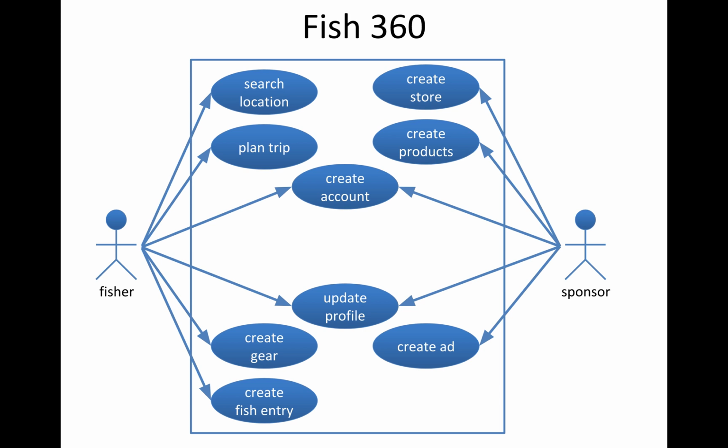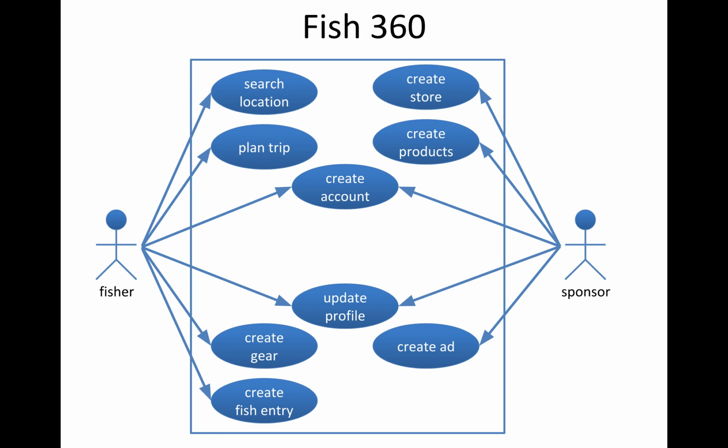To document them, there's typically a formal way of documenting these, where you represent the system as a box, with the various actors on either side and outside of the system, and the various interactions that they're having with the system. You represent each type of interaction, each use case, as an oval. The fisher is trying to search a location, plan a trip, create gear that they're going to take with them, or post a new fish that they caught.